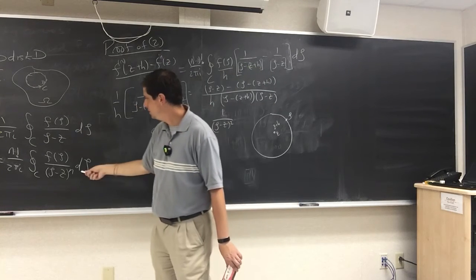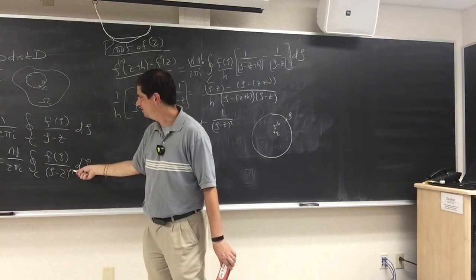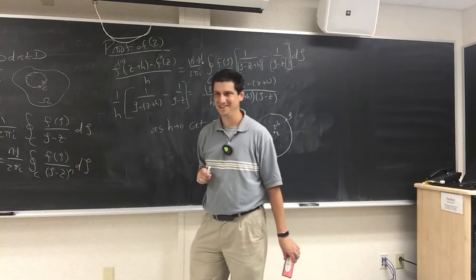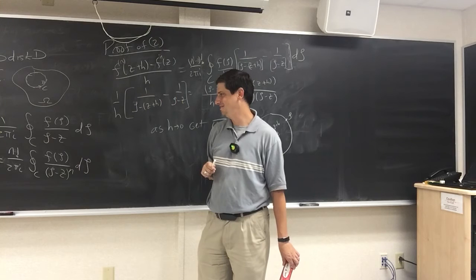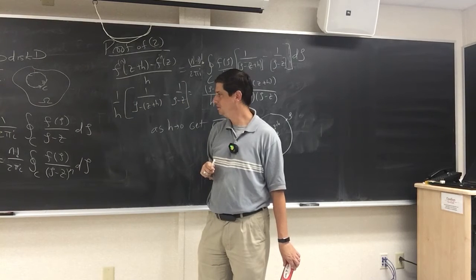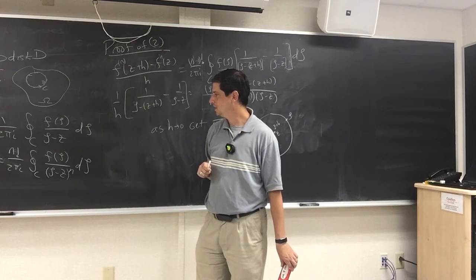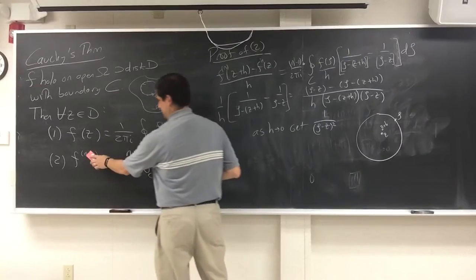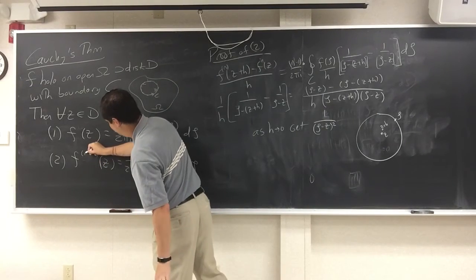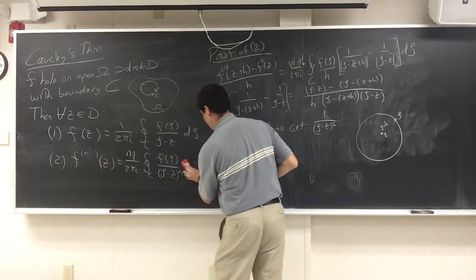Oh, unless the mistake is over here. That's where the mistake is. That shouldn't be an n. The book has an n there and an n plus 1 at the bottom. Exactly. That's the mistake: the n is here, and the n plus 1 is over here.